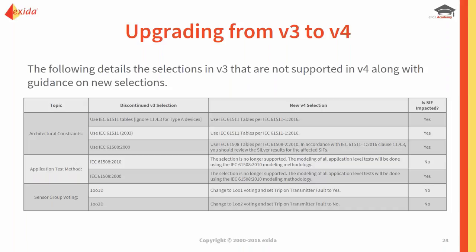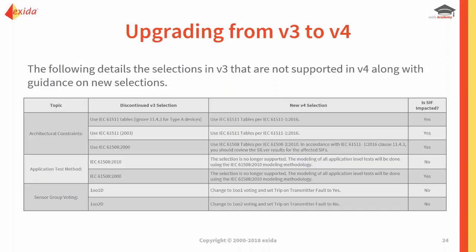And what we will do when we update your data from version 3 to version 4 is we will change those selections to the new selection. So for anything that used 61511, we're now switching you over to IEC 61511-2016. And for anything that used IEC 61508-2000, we're switching you over to IEC 61508-2010. These changes will impact your SIFs. Obviously, if you look at the hardware fault tolerance requirements in the 2016 table, there's a significant difference in the required hardware fault tolerance versus 61511. So this will impact your SIF.